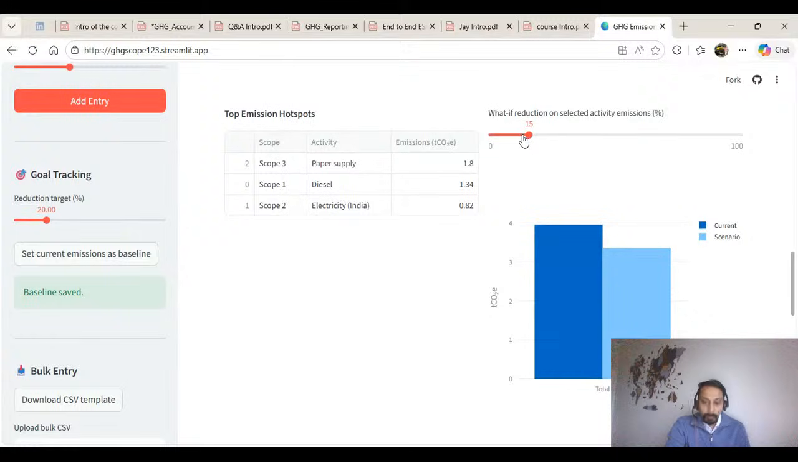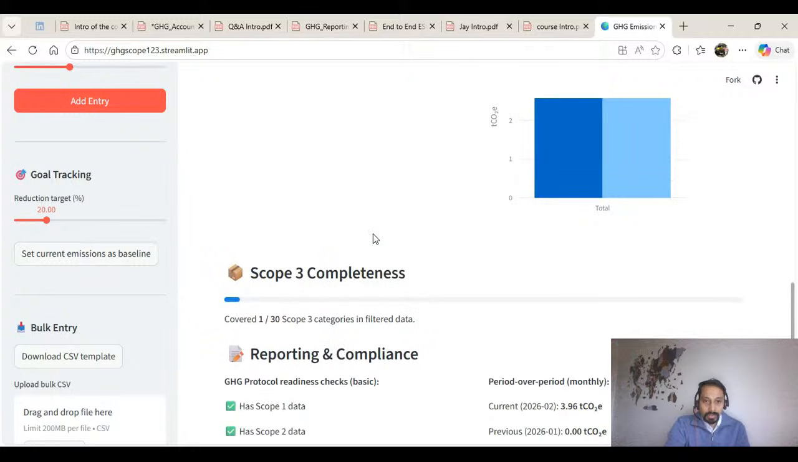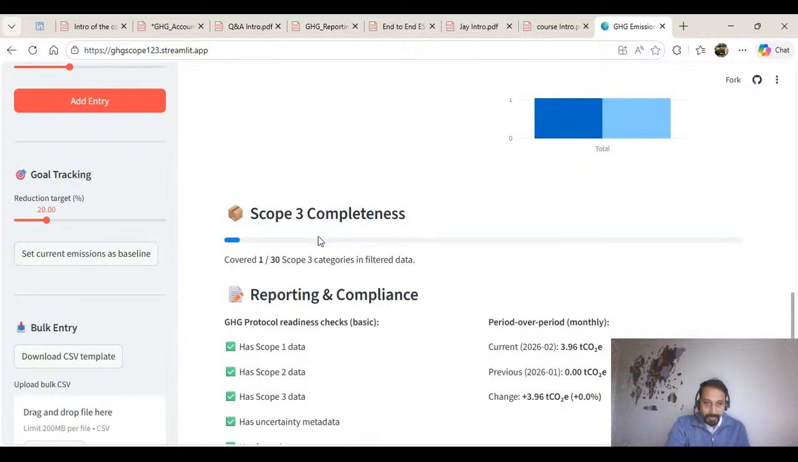Since you have mentioned the 20% reduction, you can decide, if I decide 30% of reductions in my activity emissions, then what will be the total reduction. So you can see the total reductions by your next year. So that is there also. And also the scope 3 completeness. Since we already entered only one data, it shows only the bar of this.